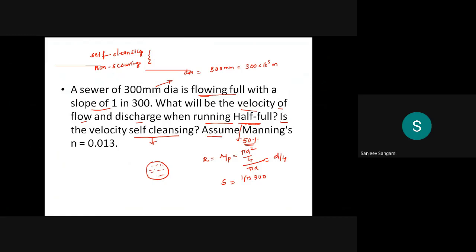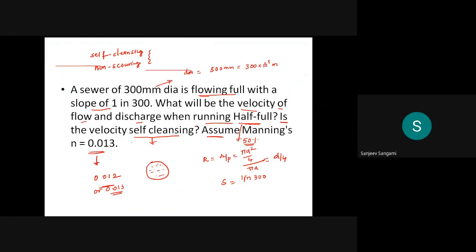Then assume the Manning's n is 0.013. Suppose he has not given it, you can take either 0.012 or 0.013. We already discussed how to assume it. And the table I have also given, that is Manning's rugosity coefficient, which depends on the type of the pipe. So finally you have to say whether it is self-cleansing or not.